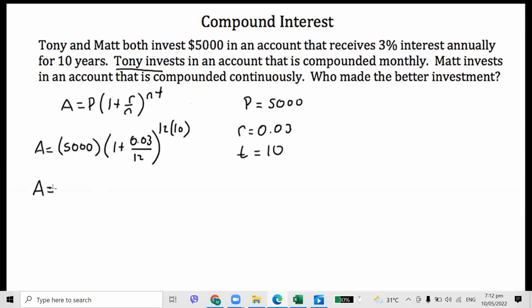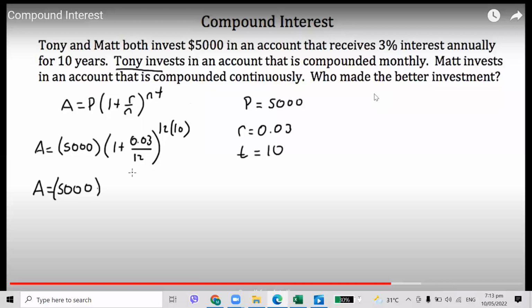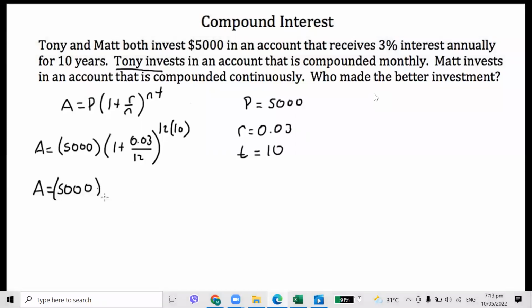So, if we simplify this, this is 5,000 times 1 plus 0.03 over 12, that's 0.0025, so 1.0025, raised to the 12 times 10 power, or the 120th power. If you raise that to that power, that's equal to 1.349. Multiply that by 5,000, and Tony's final amount would be $6,746.77.